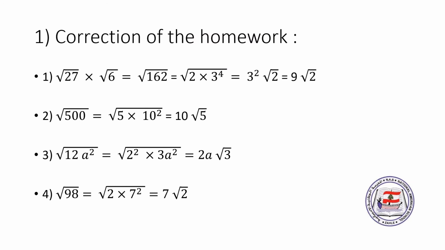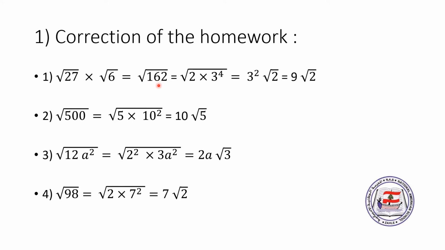We will start by correcting the homework. Number 1, square root of 27 times square root of 6. As stated before, we can multiply both numbers in this case, so we get radical of 162.